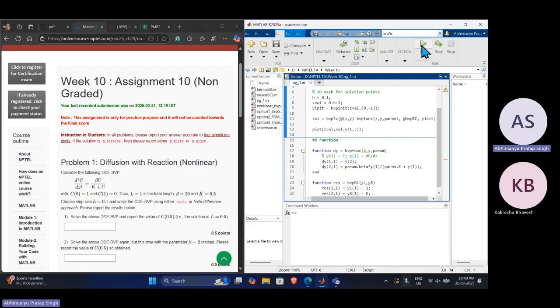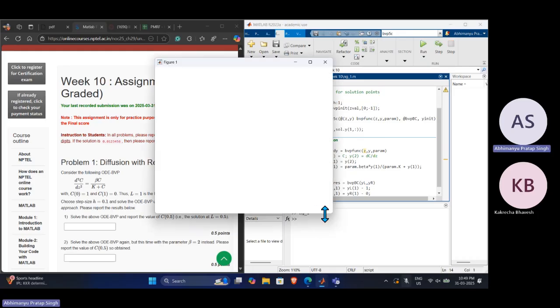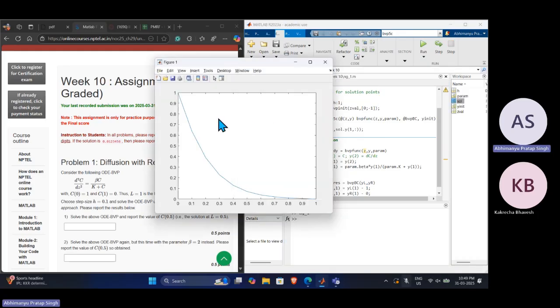Let me run this. So this is the plot we are getting. It starts from 1 and goes to 0. So I hope the solution is correct.